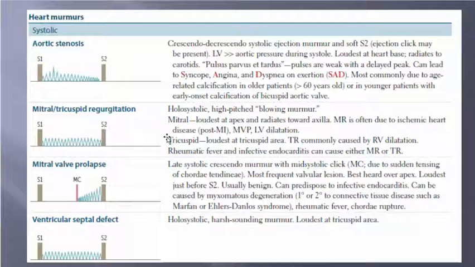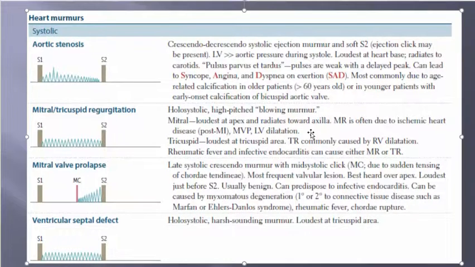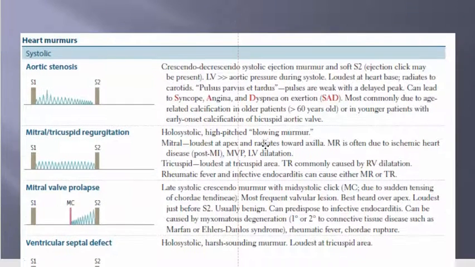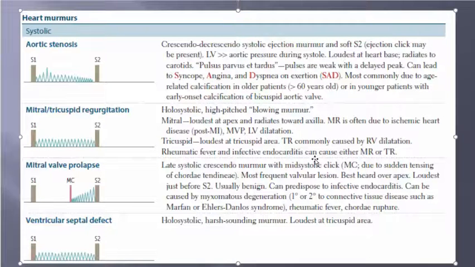Mitral and tricuspid regurgitation, holosystolic, high-pitched, a blowing murmur. These are the words that I typically use on the exam. Mitral, loudest at the apex and radiates toward the axilla. Tricuspid, loudest at the tricuspid area. And then the rheumatic fever. This should be important to you. Rheumatic fever is a very popular question. This is where you have an infection of the endocardium and it also causes MR or TR. Okay. Just remember, MR is mitral regurgitation and TR is tricuspid regurgitation. That's why we're abbreviating those.